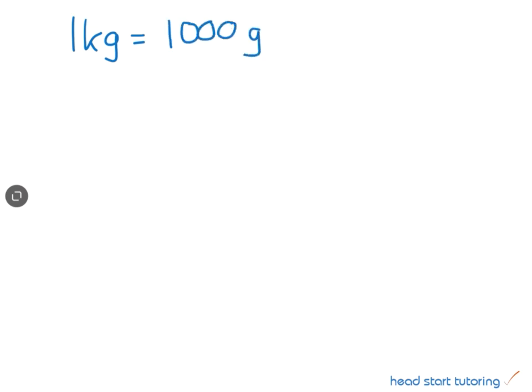One kg is equal to 1,000 grams. So when we are converting from kgs to grams, we multiply by 1,000. And when we are converting from grams to kgs, we divide by 1,000.